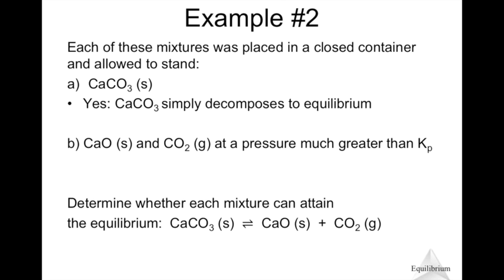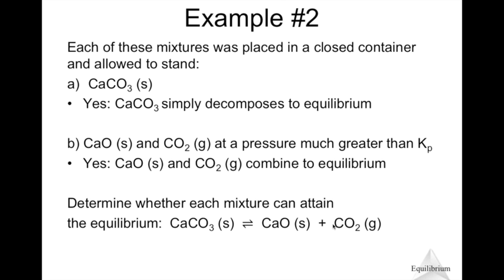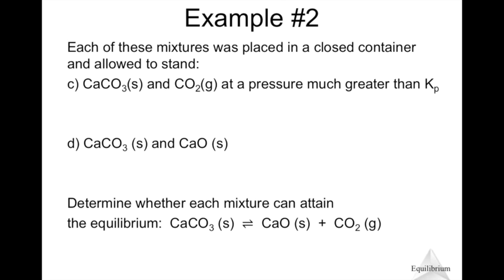How about if you have CaO and CO2? Okay, well, those are both the parts that you need on the product side, so it's just the reverse reaction. So yeah, those guys are going to combine until you get to equilibrium. How about if we have calcium carbonate and CO2? Now we're dealing with things on either side of our equilibrium arrows. In this case, we have a lot more CO2, greater than the Kp, so the equilibrium pressure that we need. So we've got lots of CO2.